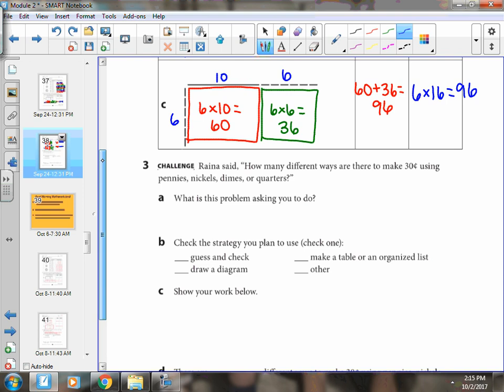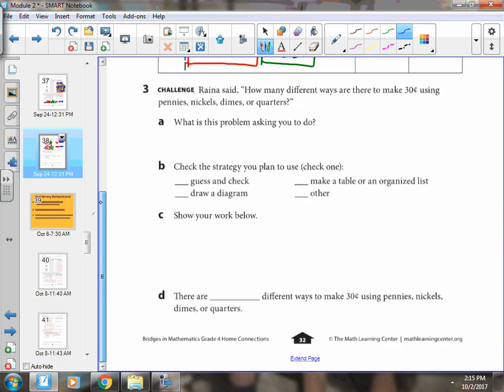Number 3, the challenge. Raina said, how many different ways are there to make 30 cents using pennies, nickels, dimes, or quarters? So we could use all pennies. We could use all nickels. We could use all dimes. We can't use all quarters because that would be 25 cents.